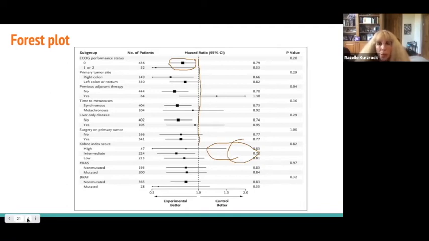So in other words, they're looking at all these different things: the performance status, is the tumor in the right colon or the left colon, and they're putting it all together mathematically to see, is the experimental group better or is the control group better? And again, if it's to the left of the vertical line, then the patients did better on the experimental group.